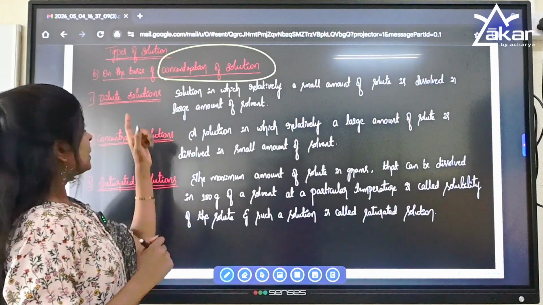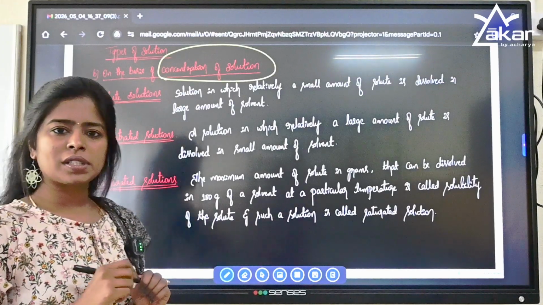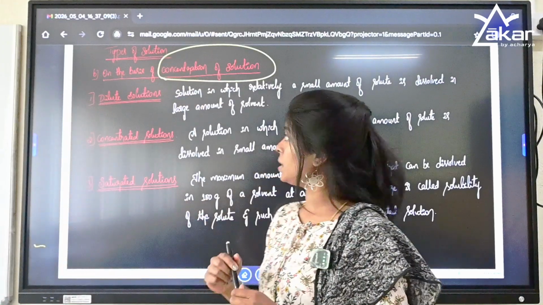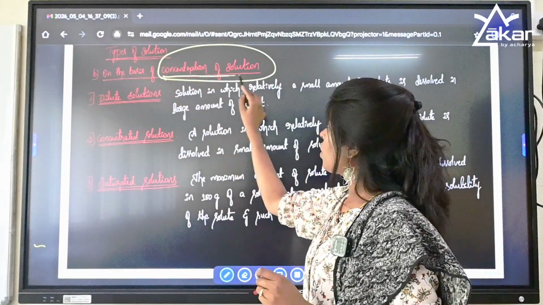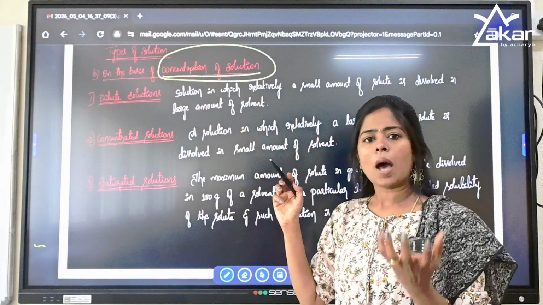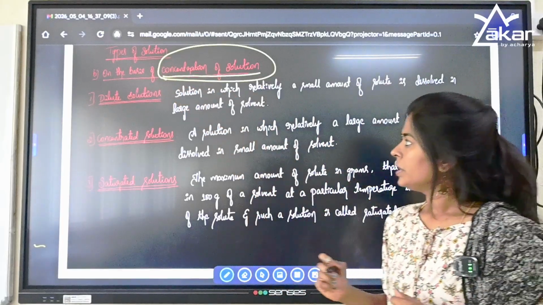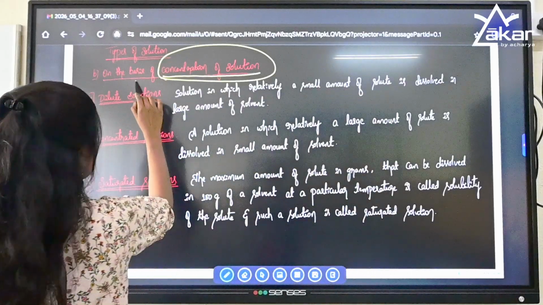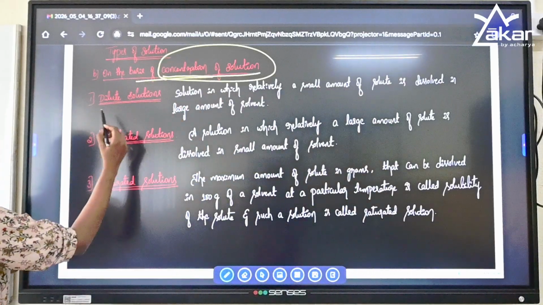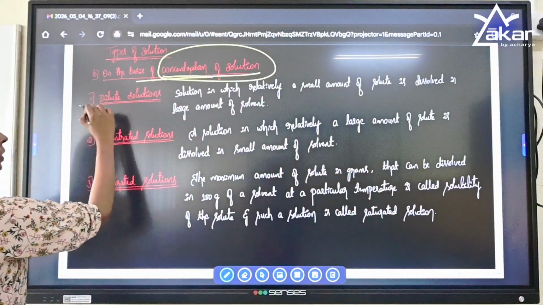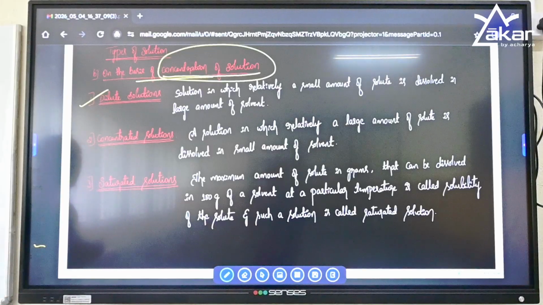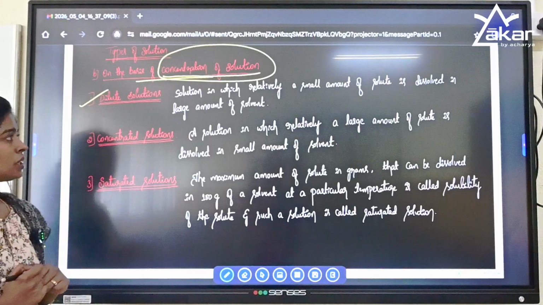In continuation to the types of solution, today we are going to study the classification of solution, which is based on the concentration or amount of solute dissolved. So, on the basis of concentration of solution, we can classify this into dilute solution. What is the meaning of dilute solution?